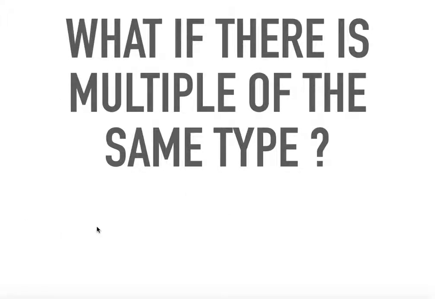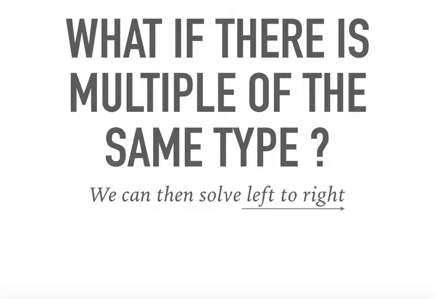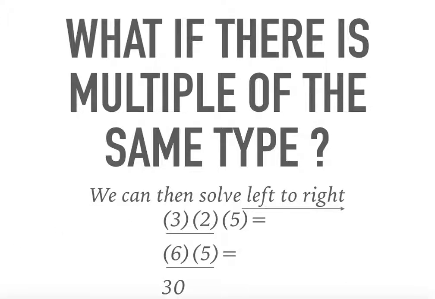So, what if there are multiple of the same type? Then we can solve left to right, just like reading a book. Here you can see an example of us solving the first two on the left and then moving to the right.